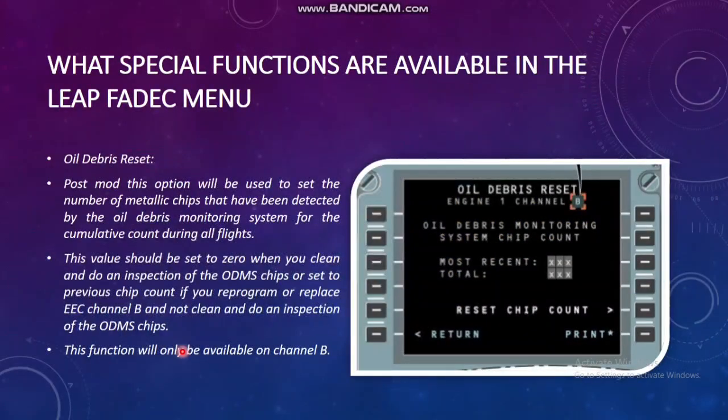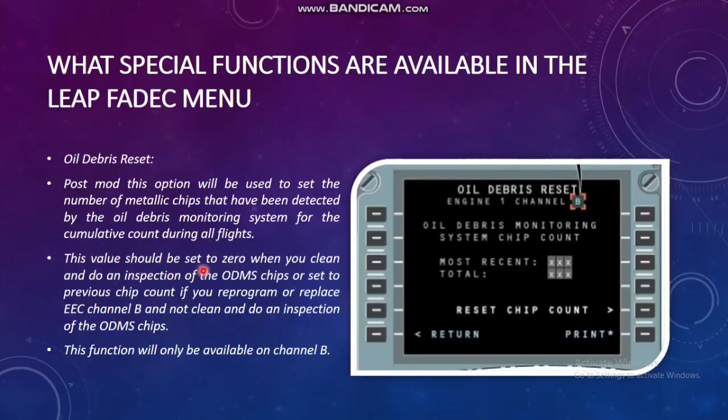We'll go through the next. Oil debris reset. This is very good information about the oil debris system. We'll talk about the post mode. This option will be used to set the number of metallic chips that have been detected by the oil debris monitoring system for the cumulative count during all flights. I think in pre mode this detection was for each flight. Now they have used the words all flights. So this is the difference between pre mode and post mode: the count during all flights.